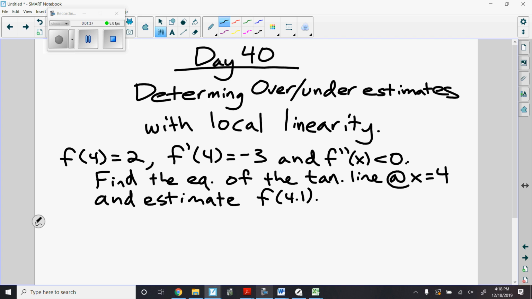Here's what we know. We know f of 4 equals 2, f prime of 4 equals -3, and f double prime of x is less than 0. It says find the equation of the tangent line at x equals 4 and estimate f of 4.1. So that's just like yesterday. But the added on part, that was new today and we talked about a little bit in class, is: is your estimate an over or under estimate?